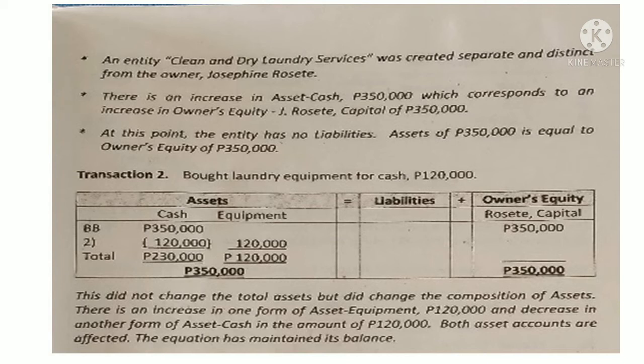So makita nimo, no, nga ang assets is still total 350,000 pesos, which is equal to the owner's equity. Gikuhaan ang cash, pero naay gidugang nga equipment, would still form part of the company's asset. So this did not change the total assets, but did change the composition of asset. So kita na to, no, ang asset total niya is 350,000 gihapon, pero ang composition lang. So nawala ang cash, so naay equipment.